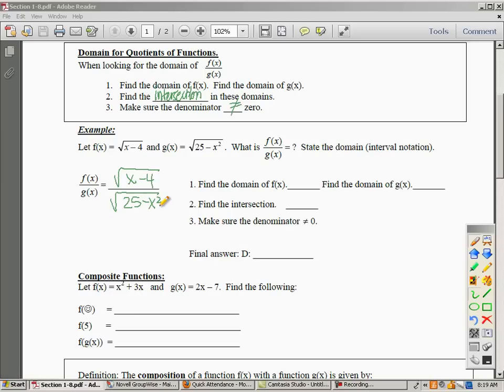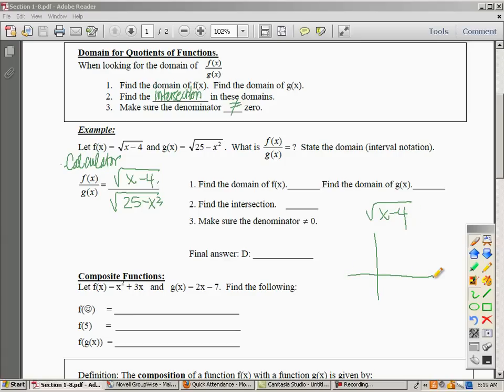Okay, now we're looking for domains. We're going to find the domain of both f and g. One way to do that is to put it in your calculator. And you can put these two graphs in your calculator and kind of see what the domain and range look like for this. And I'm going to start there. If you look in your calculator, this square root of x minus 4, your graph looks like this.